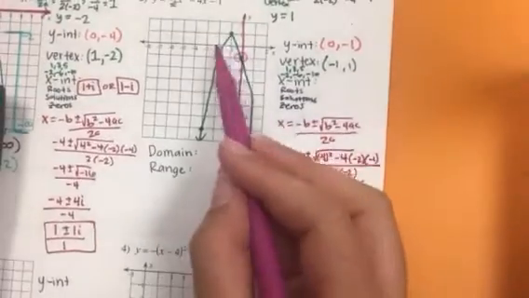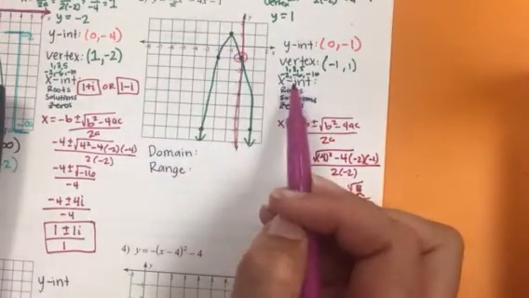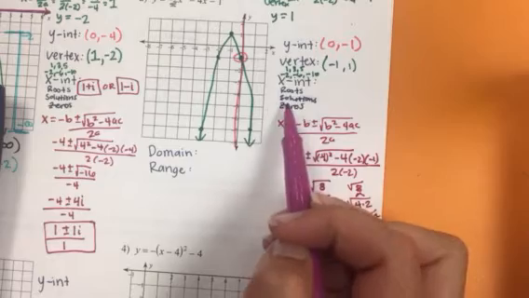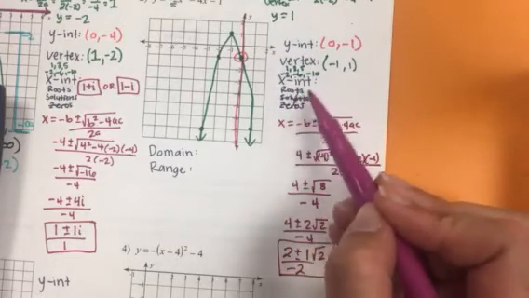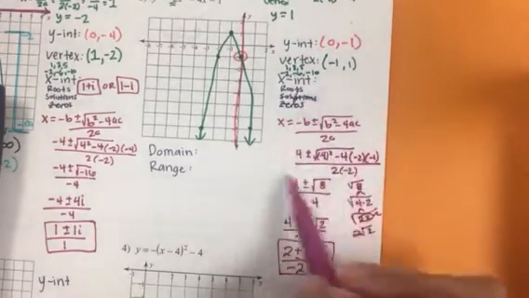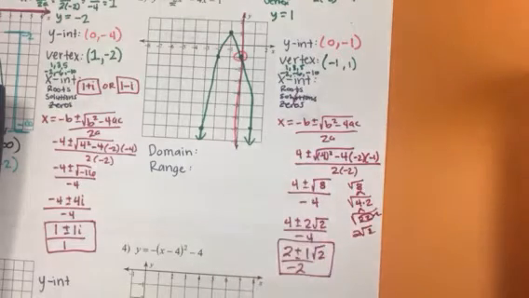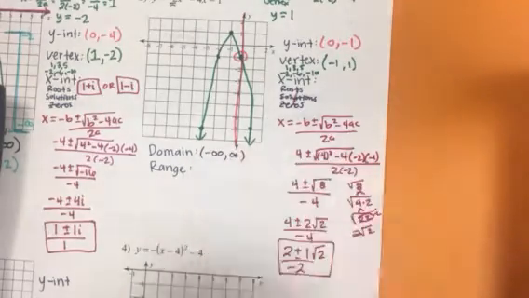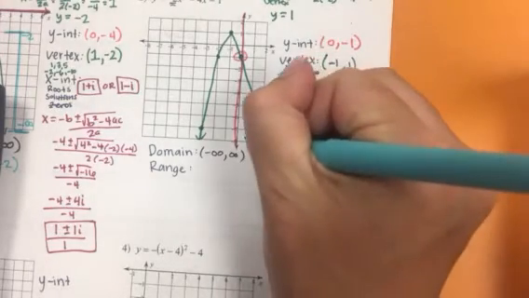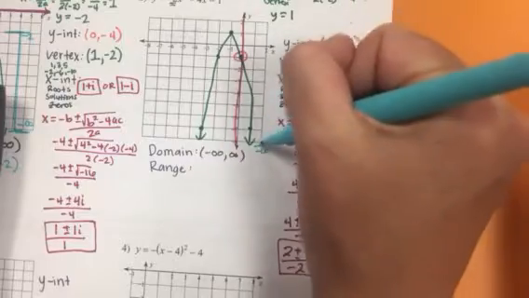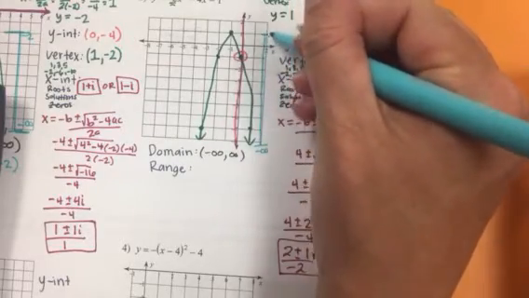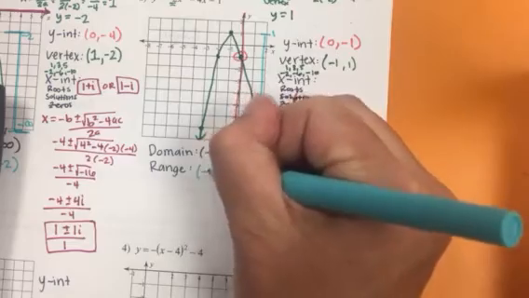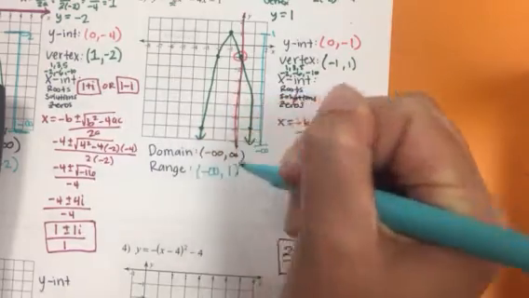So these represent our x-intercepts, which are also called roots, solutions, or zeros. So whenever you see any of those 4 vocabulary words, it means to solve for x. Domain is negative infinity to infinity, and the range goes all the way down from negative infinity until it stops at 1 this time. So negative infinity until 1.